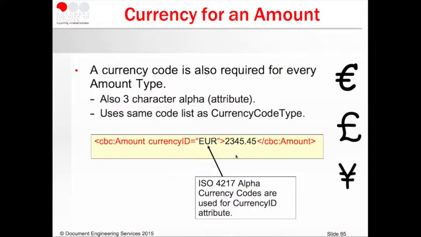So the other way in which currency comes into play is every time there is an amount element. So every time we specify an amount within UBL, a monetary amount, we have to also provide the currency code. And again, it's the same ISO 4217 alpha currency code.